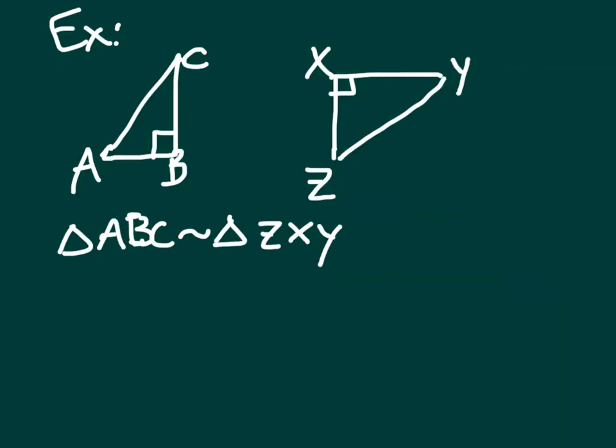For example, if we see these two triangles and we say triangle ABC, and this symbol right here means similar to triangle ZXY. What that already tells me is that I don't even have to look at the pictures to know that angle A is the same as angle Z, B is the same as X, C is the same as Y. They must go in that same order when I write them. In a triangle, there are 6 corresponding parts: 3 sides and 3 angles.